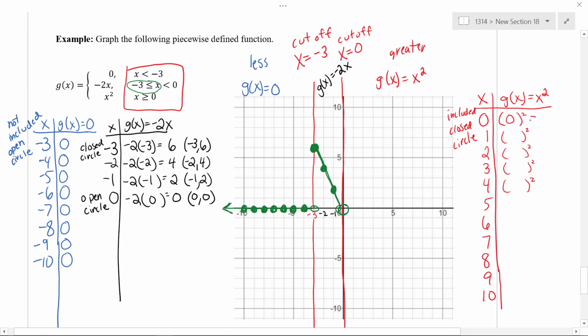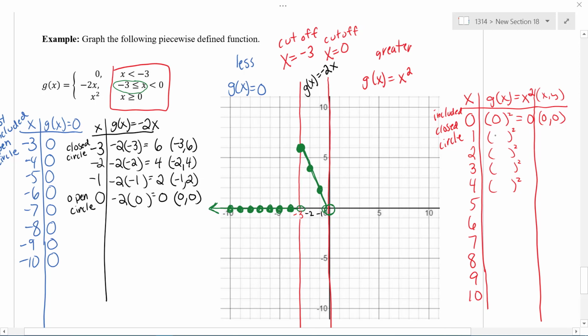I'm going to plug in a 0. 0 squared is 0. So I get the point 0, 0 to plot. Okay, the next point is 1 squared. Well, 1 squared is 1, so x is 1, y is 1. So I get to plot the point 1, 1. Okay, we'll plug in a 2. 2 squared gives me 4. So x is 2, y is 4. Plug in a 3 in the parentheses. 3 squared gives me 9. So I get to plot the point 3, 9.